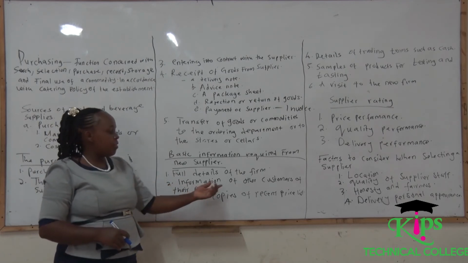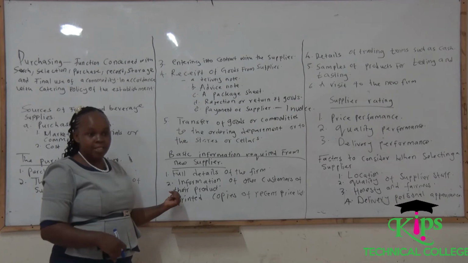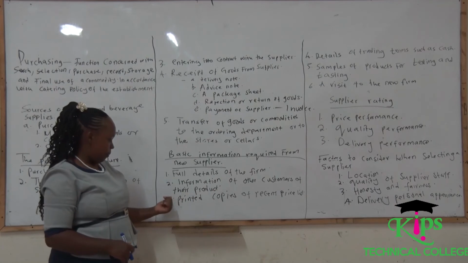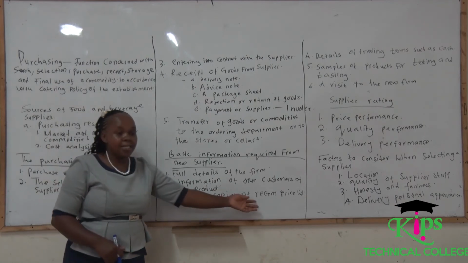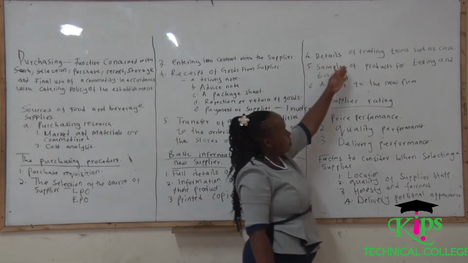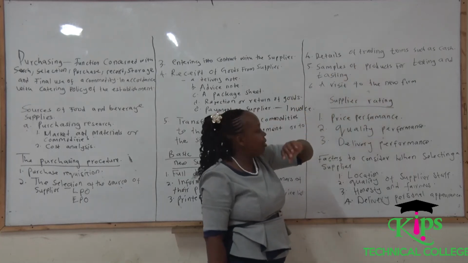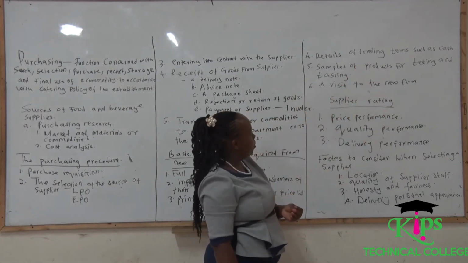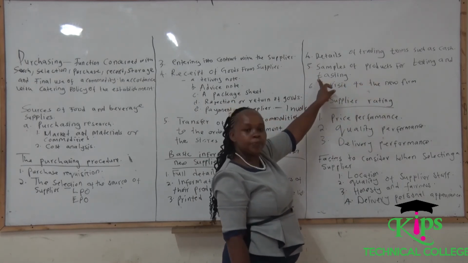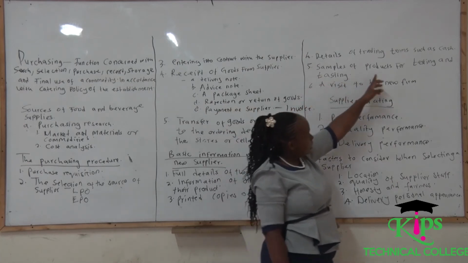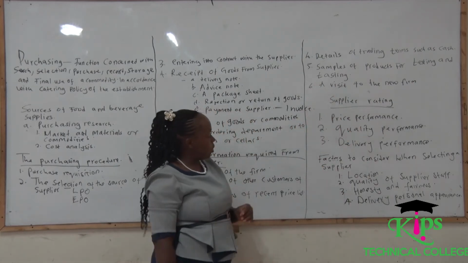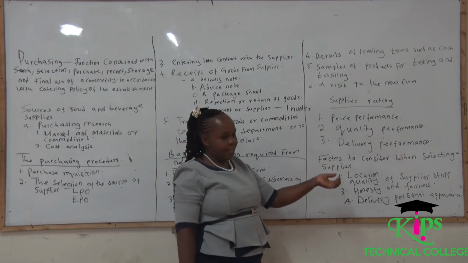Number 2, information of other customers of their products, because when this business has been established, there are many customers who have bought from them. Number 3, you also need to have printed copies of the recent price lists. How are they selling the product? Number 4, you need details of trading terms such as cash. Are you going to pay in cash or in a credit form? Then number 5, samples of product for testing. And number 6, a visit to the new farm. You need to go to that farm and know where it is located.